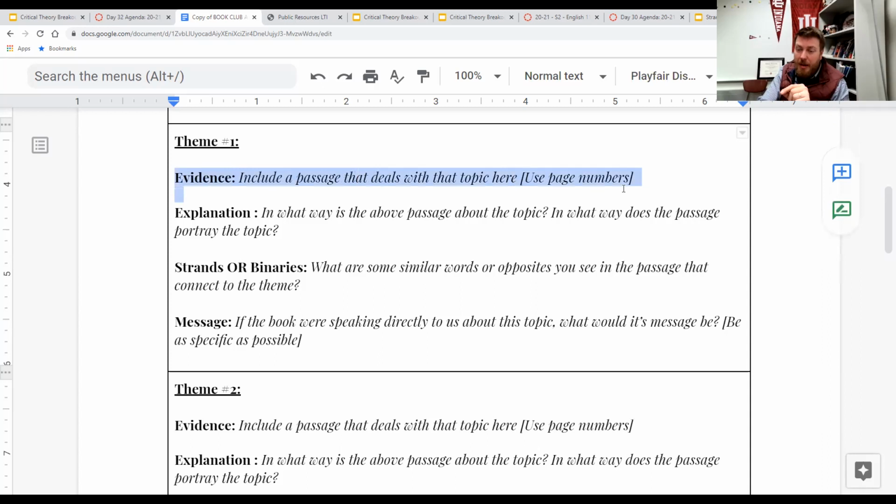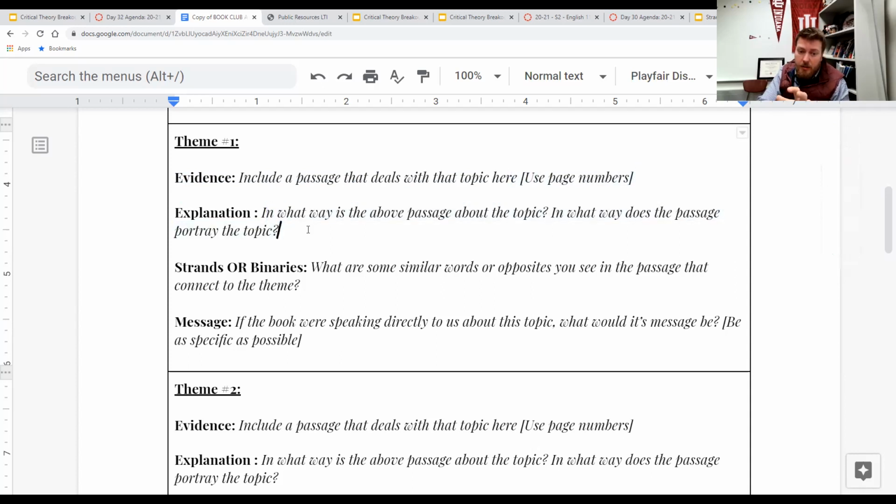Then I want you to go into some evidence. Find a passage from the book with your peers that really deals with that topic, that talks about that topic, right? Where that topic seems to really be under discussion. Use page numbers for that.